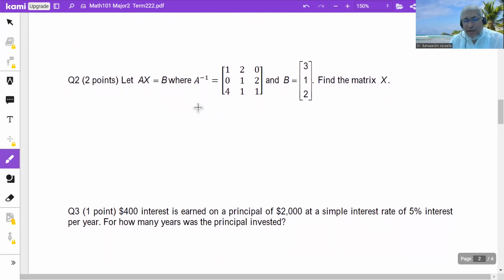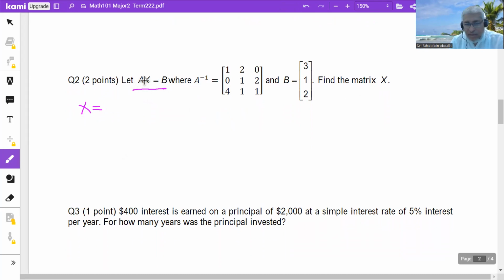Okay, here we have an equation AX equals B. A inverse is given, B is given, and the question is to find the matrix X. Whenever we have AX equals B, we can solve this equation for X if we get rid of A. Well, we cannot divide matrices. There is no B over A here. There is no division between matrices.